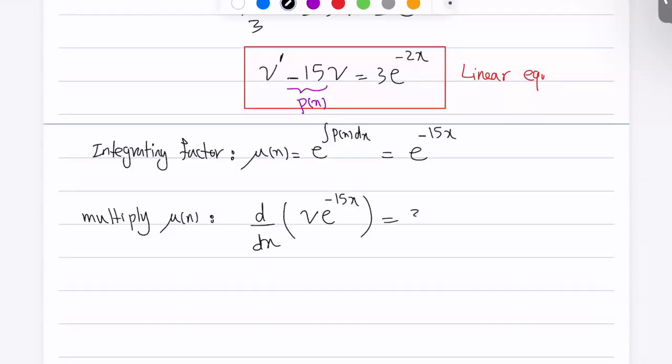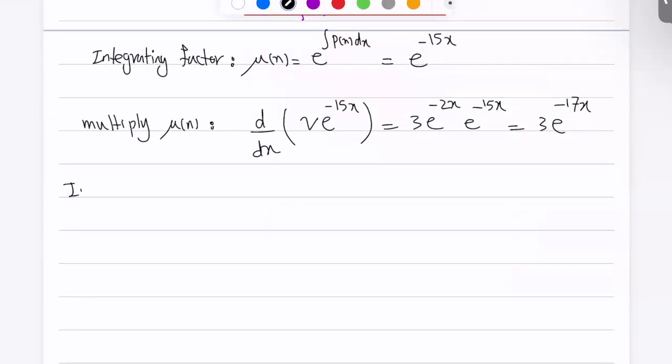And on the right hand side, we have 3 times e to the negative 2x times e to the negative 15x, and that's just 3e to the negative 17x. Okay, again, if this step is unclear to you, just go back and review linear differential equations from chapter 2. Okay, and now, well, we know we have a separable equation. I can just take the dx to this side, integrate the left-hand side, right-hand side.